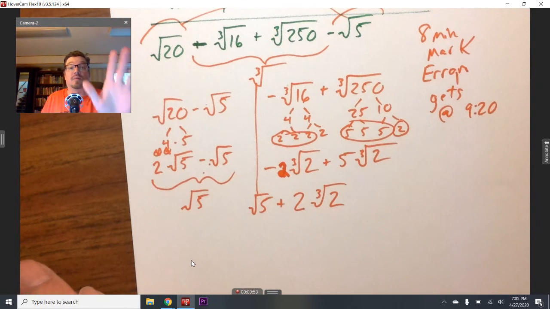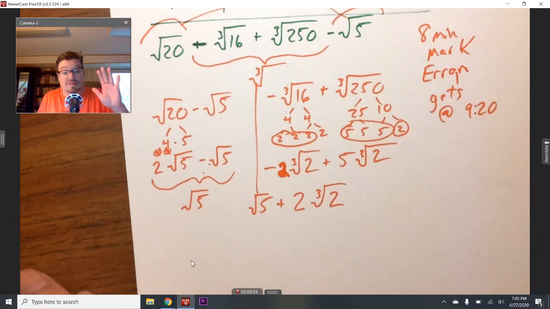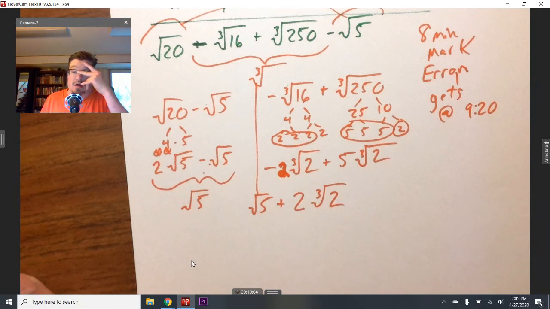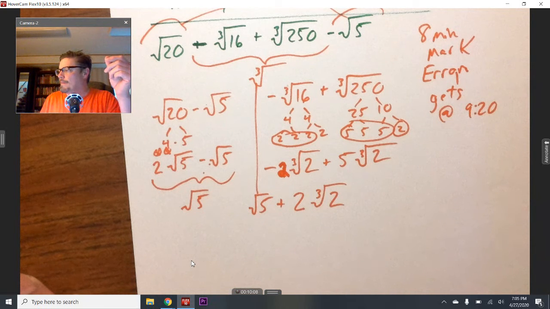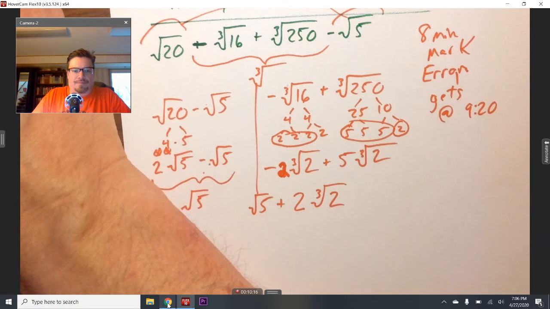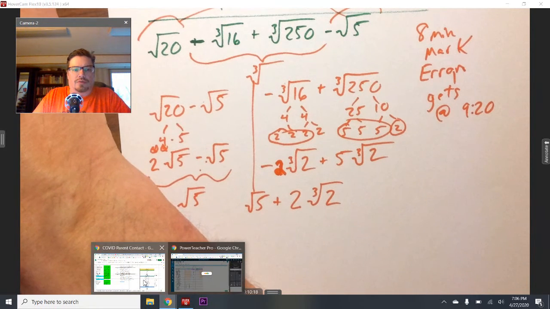Anyways, that's how we add and subtract radicals. Now, your homework assignment is all based on that. Either tonight or tomorrow, work on the addition and subtraction. I'll put the answer key up pretty soon, probably Wednesday.